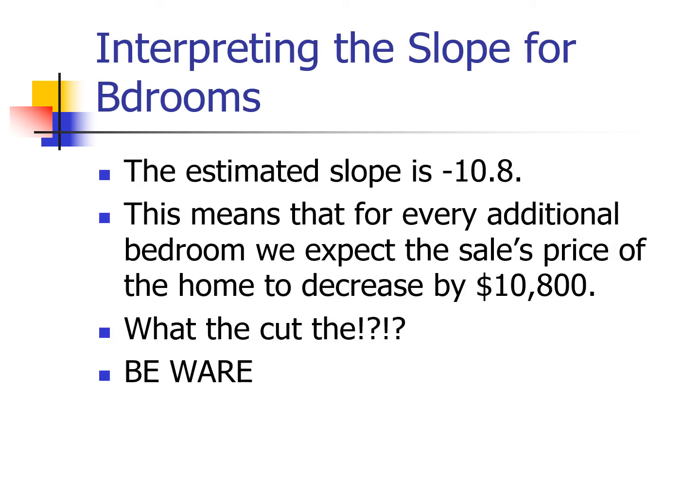And then for our last slide, I'll interpret one of our slopes. So let's look at the bedroom slope. The bedroom slope is negative 10.8. That makes sense, right? For every additional bedroom in a house, we expect the sales price, the units were in thousands of dollars, so we expect the sales price of the home to decrease by $10,800.